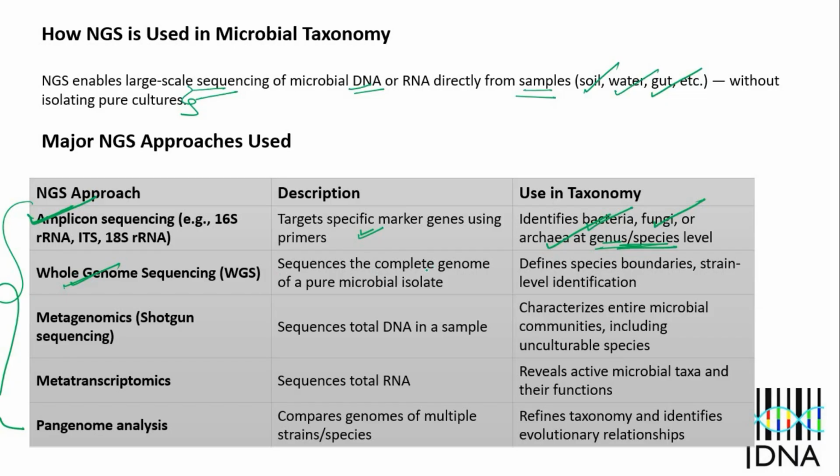Whole genome sequencing gives complete genomes from pure culture isolation. Let's suppose we define the specific boundaries, strain level identification.